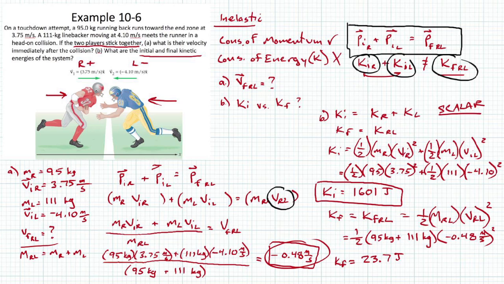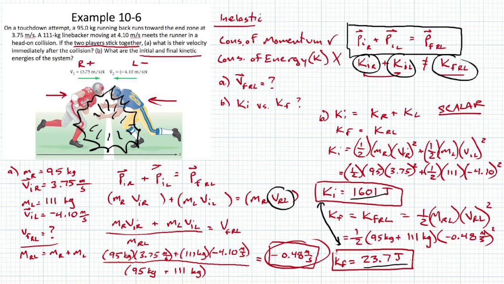The system's final kinetic energy is 23.7 joules. Very, very different from the initial kinetic energy of the system. These guys had a lot of energy going into this collision, but once they collide, that kinetic energy goes away. The energy does go somewhere, but it's not into the energy of motion. So is kinetic energy conserved? No, it's not. But is momentum conserved? Absolutely.